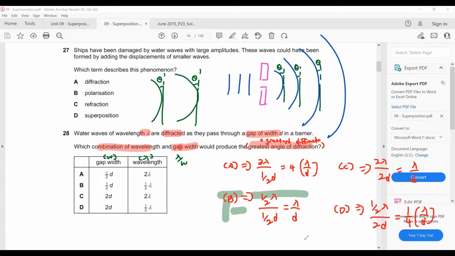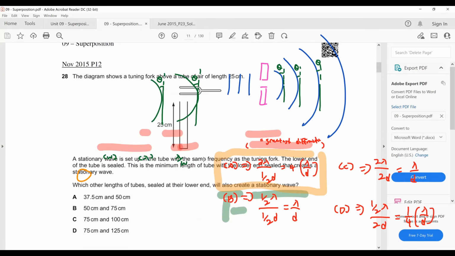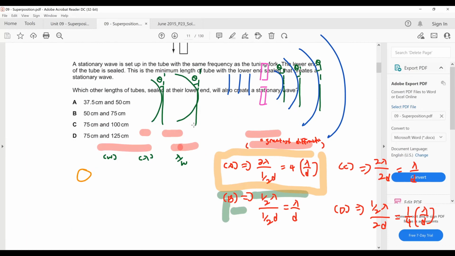So you see which one of these gives you the biggest ratio of all? It is only A. So the answer is A, right? This is the simplest way to evaluate whether you're going to get the greatest diffraction of all, by comparing the ratio of the gap width and the wavelength. So the answer is A. Okay, that one is okay.